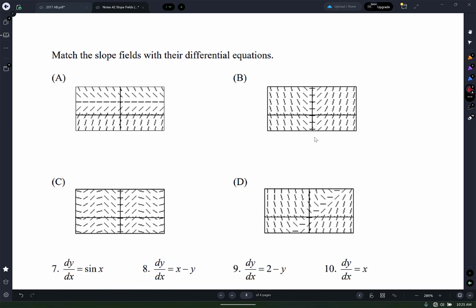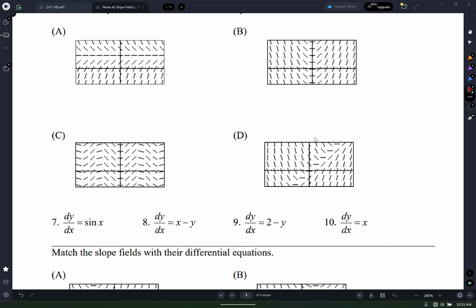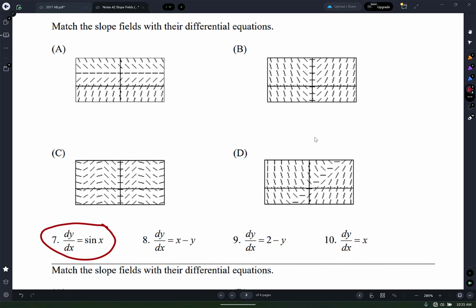All right. Match the slope fields with differential equations. Here we go. Number 7, sine x. Oh, this is cool. So I'm looking for something that goes back and forth. A, B, C, or D? Which one? C. Bryce, I've seen it. So 7 is C.